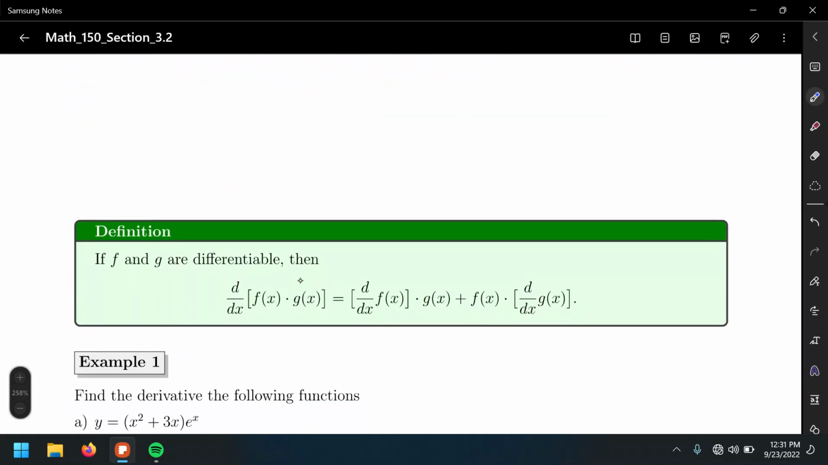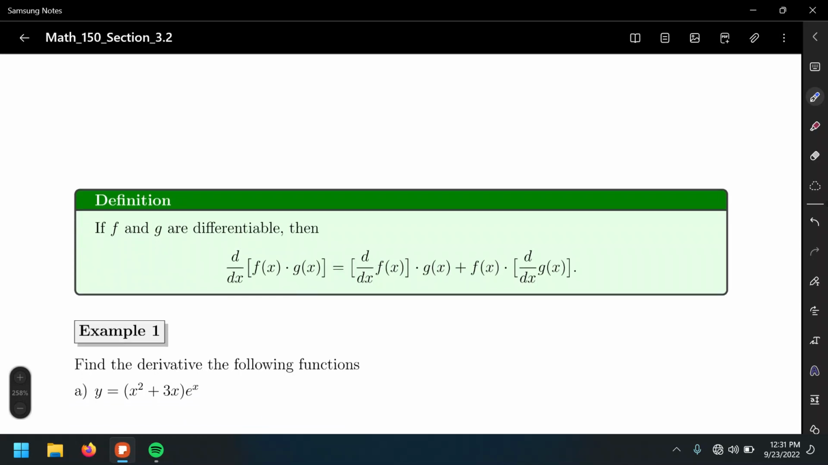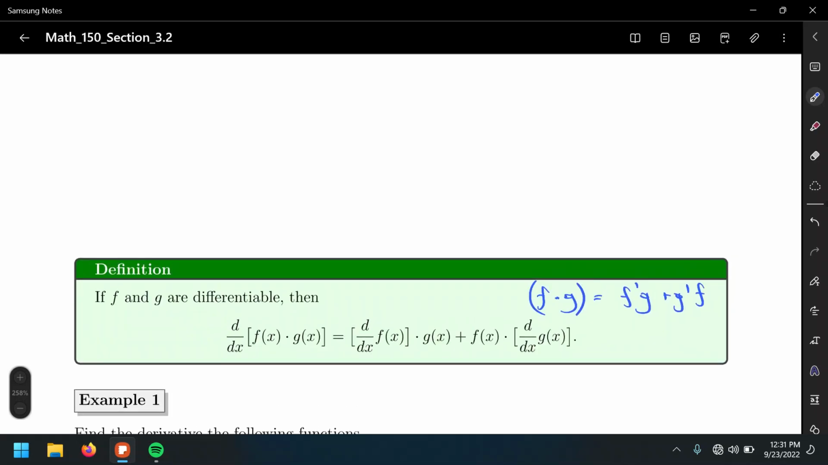Whenever we differentiate a product of functions, we take the derivative of f, multiply by g of x, plus the first function times the derivative of the second function. A more compact way to write this is the derivative of f times g, that's f prime g plus g prime f. In other words, the derivative of the first factor times the second without doing anything, plus the derivative of the second factor times the first factor.